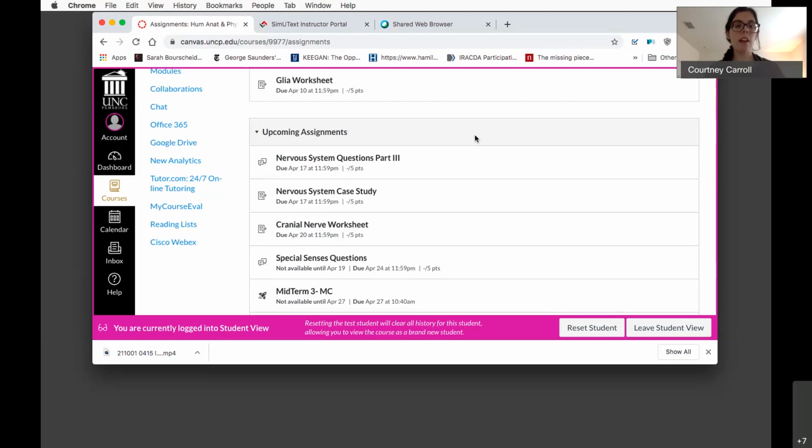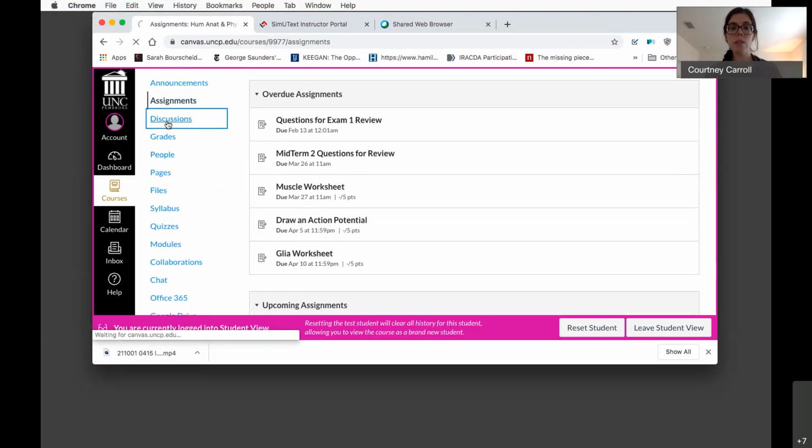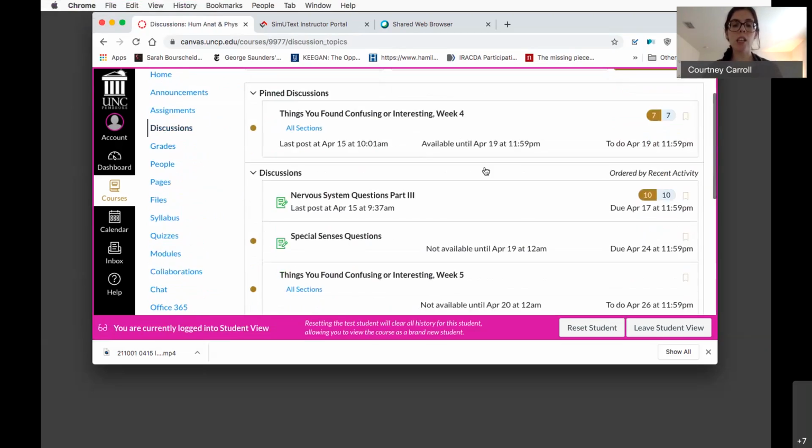Okay. The last thing you have to do for Chapter 7 is the discussion questions for this week. Remember, 2 posts a week, so 1 post in things you found confusing or interesting for week 4, and then 1 post in answering the questions for part 3. So pretty straightforward for this week's assignments here. Switch gears.